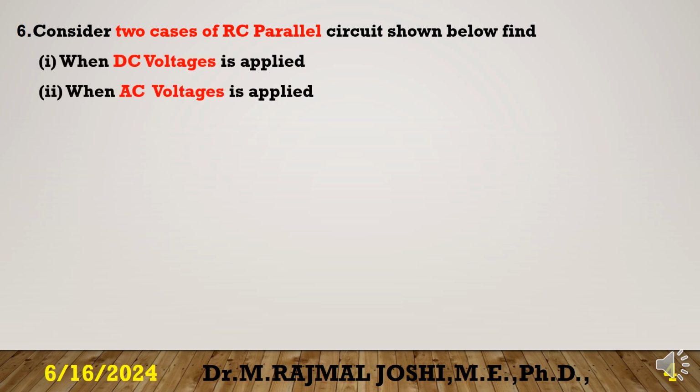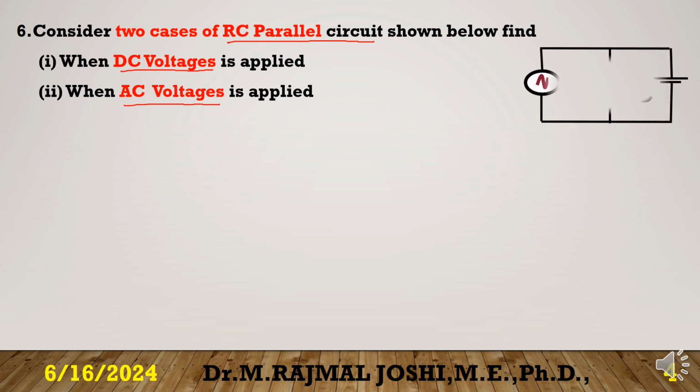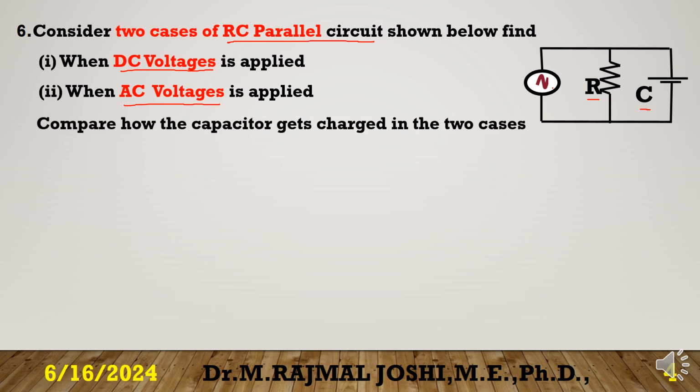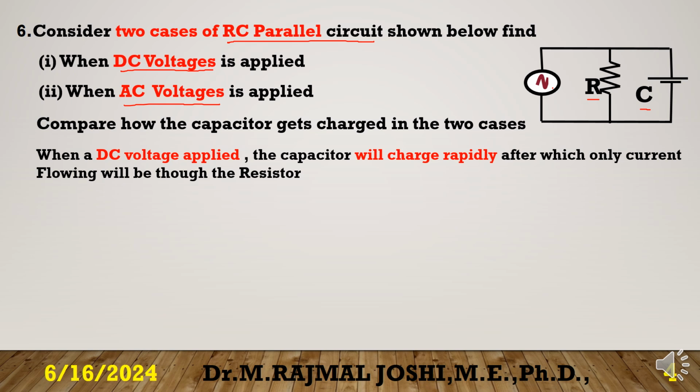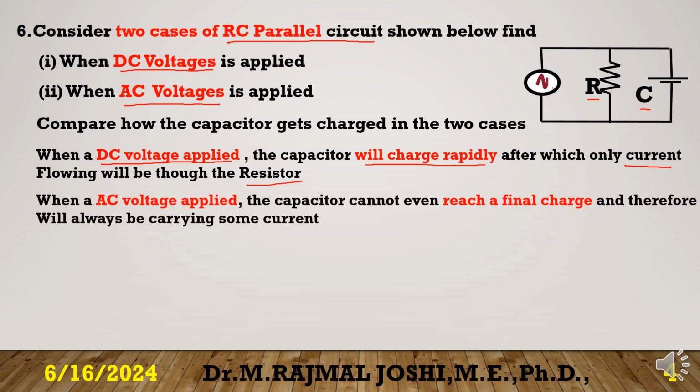Consider two cases for the RC parallel circuit being applied with a DC voltage as well as an AC voltage. This circuit is given with R and C in parallel with a DC input voltage as well as an AC input voltage. We need to explain how the capacitor gets charged in these two cases. When DC voltage is applied to the circuit, the capacitor will charge rapidly, after which only current will flow through the resistor. When an AC voltage is applied to this circuit, it cannot reach the final charge, but there will be some carrying current in the circuit.